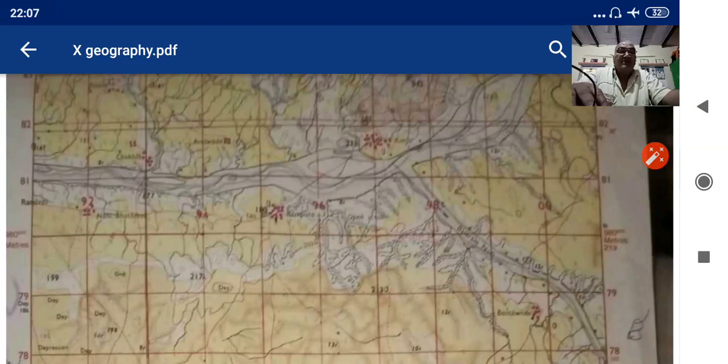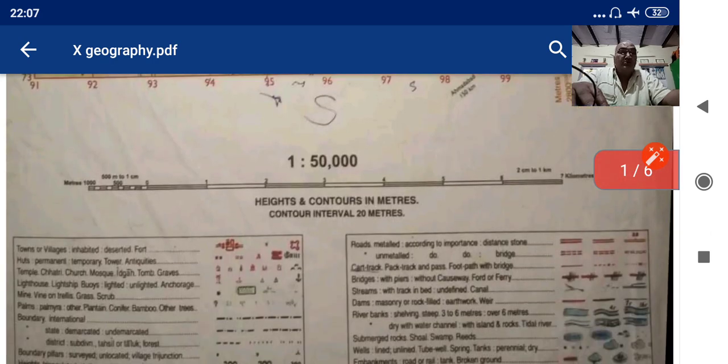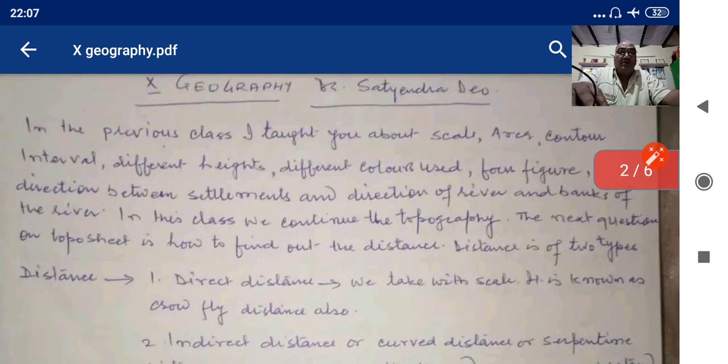In the previous class, I taught you about scale, area, contour interval, different heights, different colors used, four figure, direction between settlements and direction of river and banks of the river. In this class, we continue the topography. The next question on topo sheet is how to find out the distance.